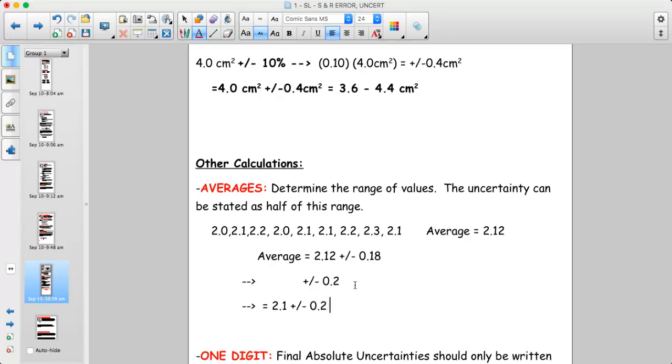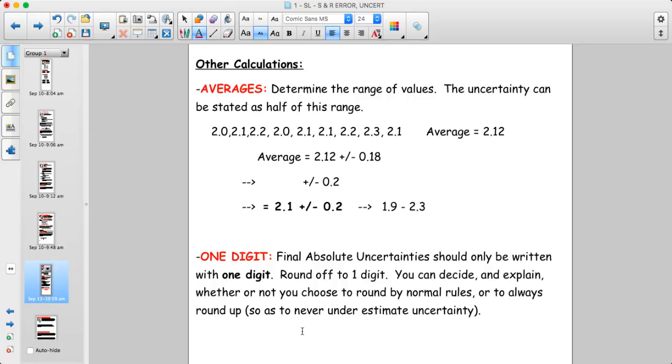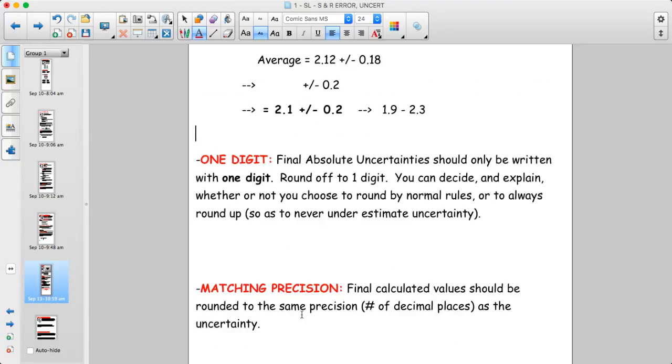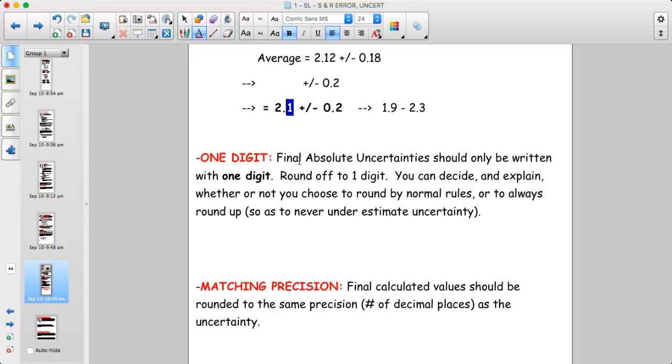If you notice, what does this really mean in terms of my uncertainty range? It means that I think it's from 1.9 to 2.3, and that does include every value in my range. So this is a fairly accurate way to represent the average. Okay. The steps that I list down here below are just those rounding rules: only have one digit of uncertainty, and make sure that your final value gets rounded off to match.